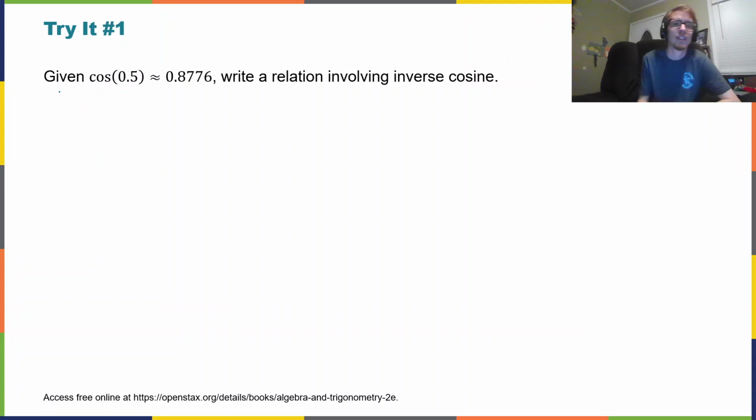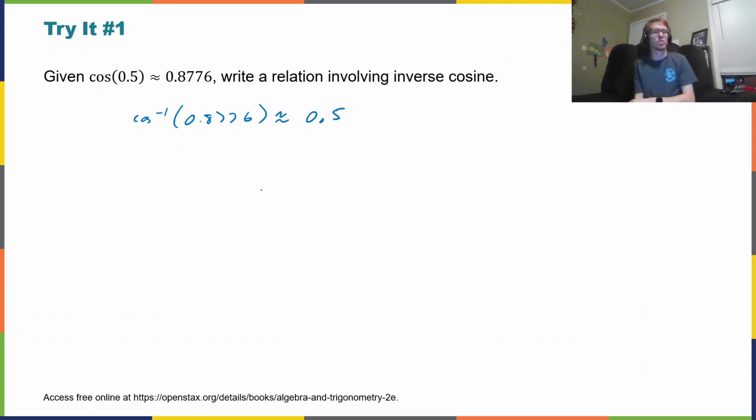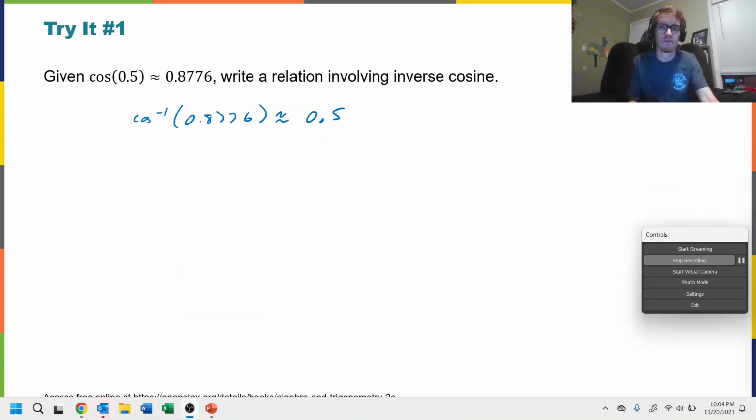Try it number 1. Given cosine of 0.5 is approximately 0.8776, write a relation involving inverse cosine. If cosine of 0.5 is approximately 0.8776, then the inverse cosine of 0.8776 is approximately 0.5. Notice we are just swapping the input and the output. All right, that ends this segment of our notes. Be sure to go on to the next bit to find out how to evaluate with exact values.